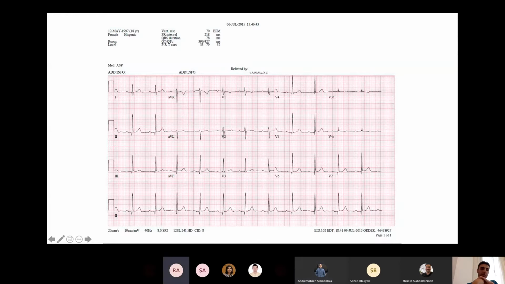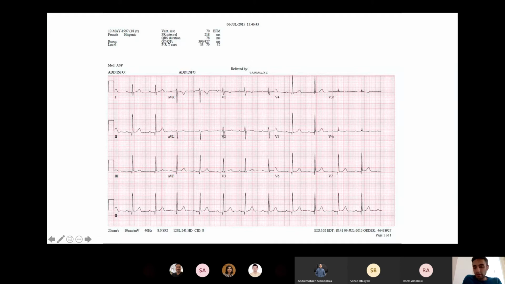Yes. We also have to comment on the paper speed and the calibration. Right, good. I'll come back to this ECG, but the PR is definitely generous. The PR is on the higher side, around 200 milliseconds, which is by definition first degree AV block.